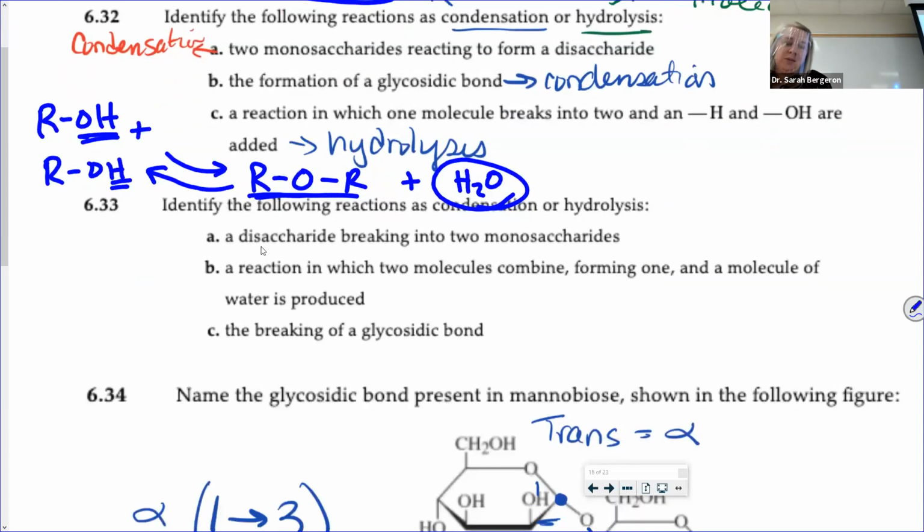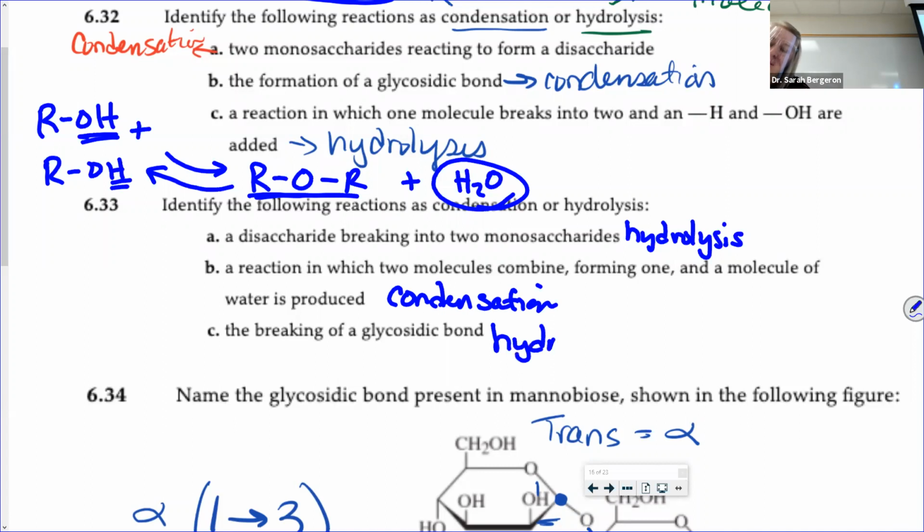Okay, so let's try a few other ones. A disaccharide breaking into 2 monosaccharides. What do we got? Hydrolysis. Okay. A reaction in which 2 molecules combine, forming one, and a molecule of water is produced. Condensation. The breaking of a glycosidic bond. Hydrolysis.